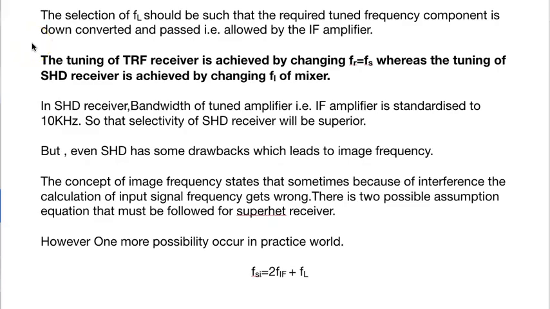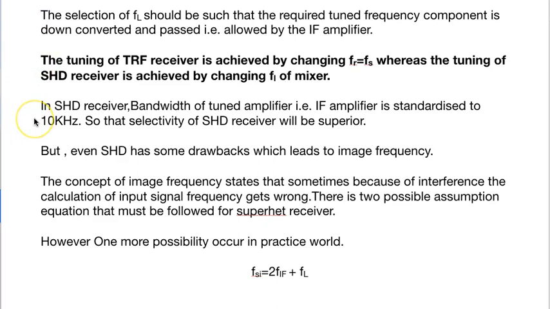Now, the selection of FL should be such that the required tuned frequency is down converted and allowed to pass by the IF amplifier. The tuning of a TRF receiver is achieved by changing Fr equal to Fs, whereas the tuning of the superheterodyne receiver is achieved by changing FL of the mixer. Okay. Now, this is the main difference between both the receivers.